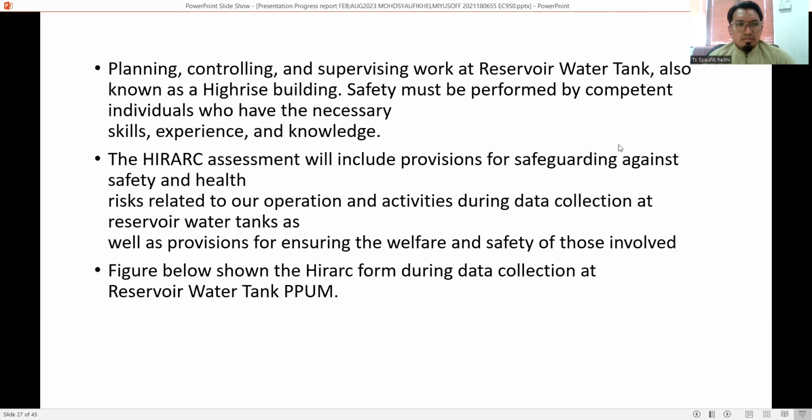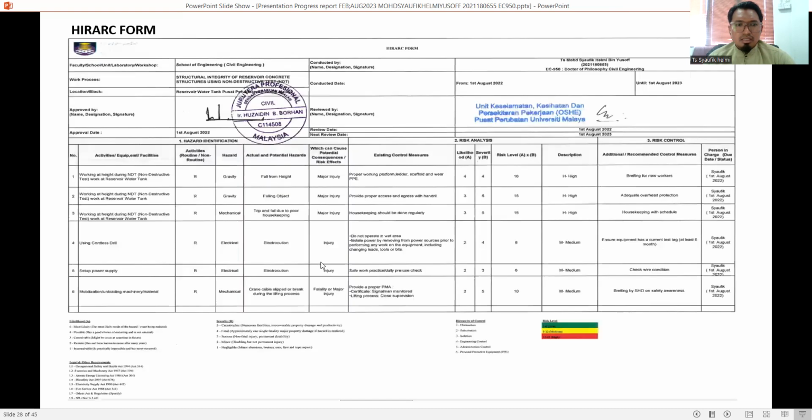Okay, so this is planning, controlling, and supervising at the water tank, also known as high-rise work. The high-rise assessment will include provision of a safety guard. This high-level condition must be considered in the height assessment. The figure below shows the height during data collection at the reservoir water tank. So we have to follow the justification and conditions of PPM OSHI.